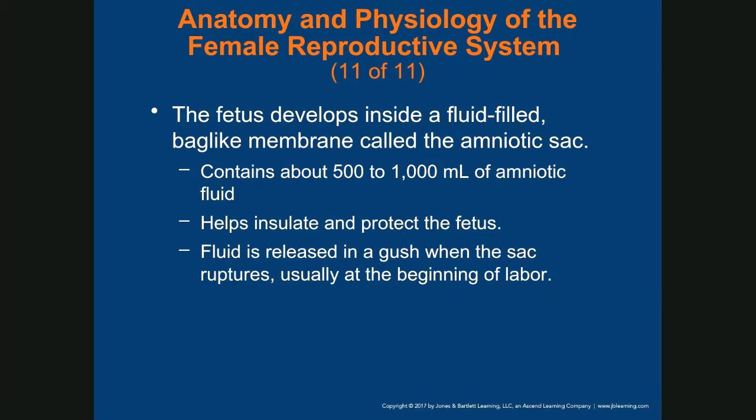The fetus develops inside a fluid-filled, bag-like membrane called the amniotic sac. It contains 500 to 1,000 mL of amniotic fluid, right? And the sac acts as an insulator and a protector for the fetus. Fluid is released in a gush when the sac ruptures, usually at the beginning of labor.